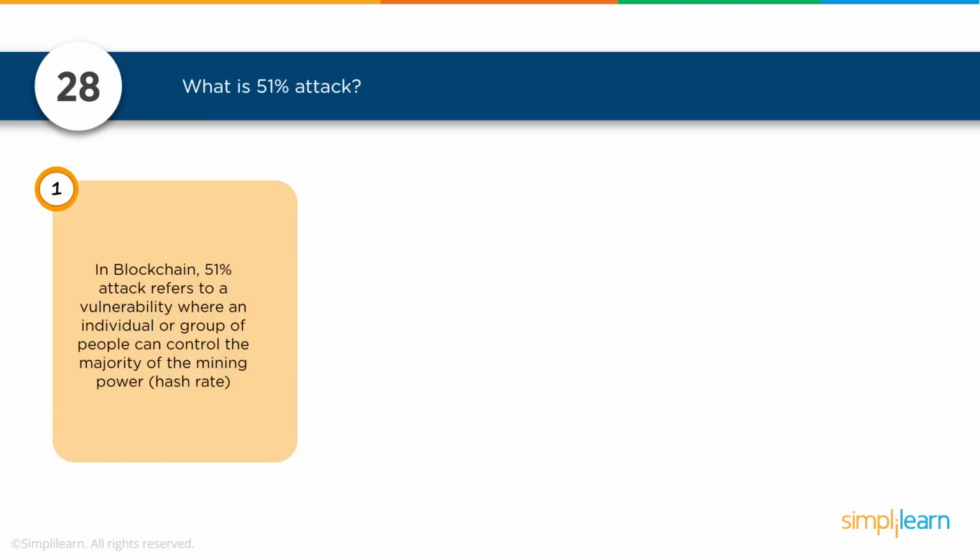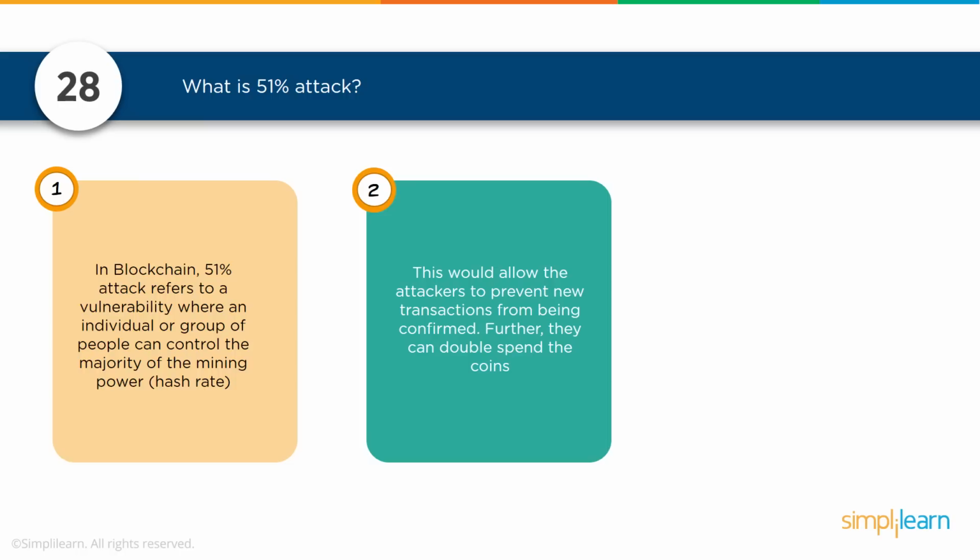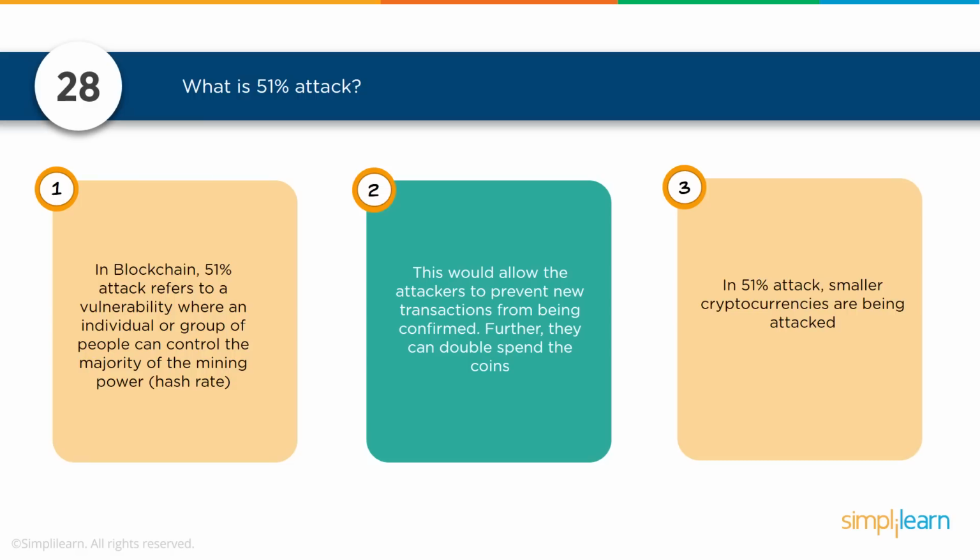In blockchain, a 51% attack refers to a vulnerability where an individual or group of people can control the majority of the mining power or hash rate. So basically, they can take over 50% of the blockchain network. This would allow the attackers to prevent new transactions from being confirmed. Further, they can double spend the coins. Now, in a 51% attack, smaller cryptocurrencies are primarily attacked, which do not have a huge network, which have a small consumer base.